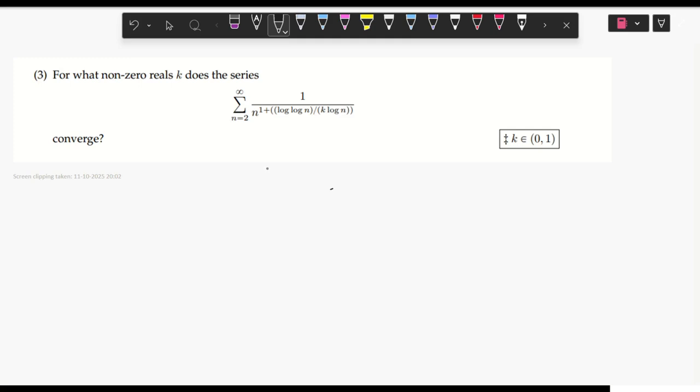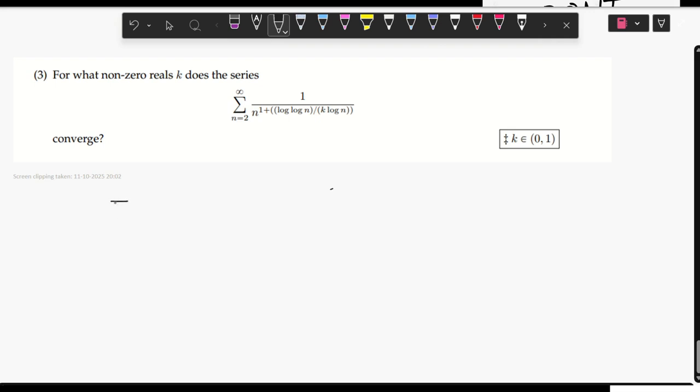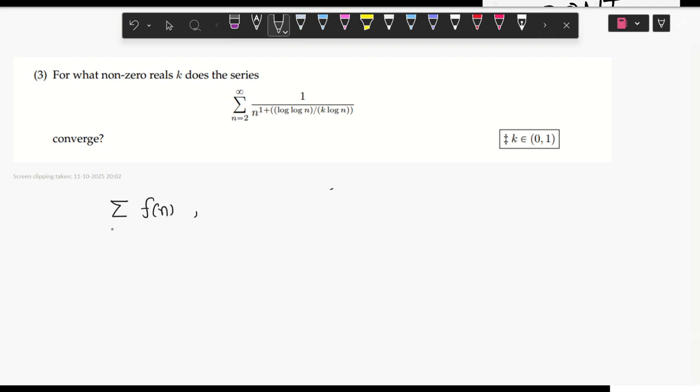Here we'll discuss question number 3 of NBHM 2025. This is a question from series, and the question is asking: for what non-zero real k does this series converge? Let me write down the series: the summation of fn, where fn is defined, for n equal to 2 to infinity.